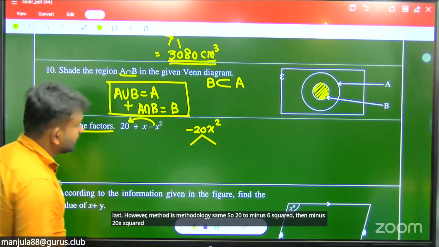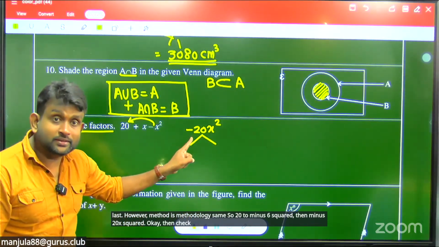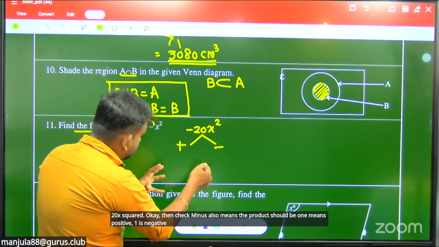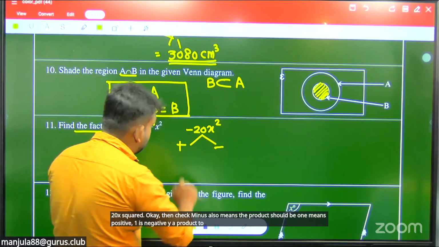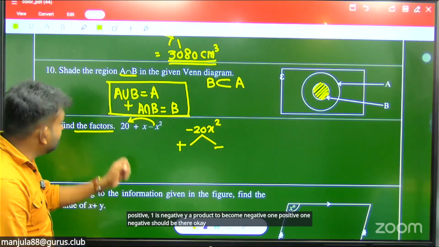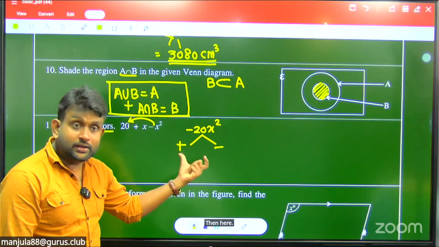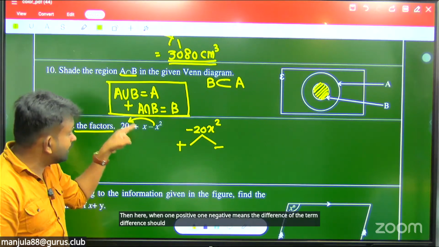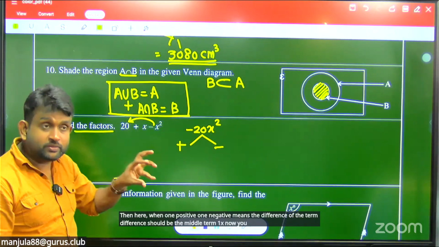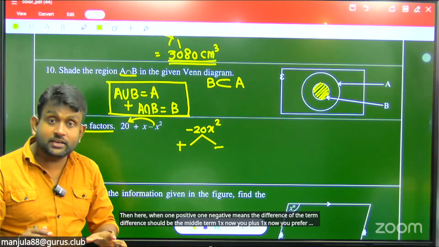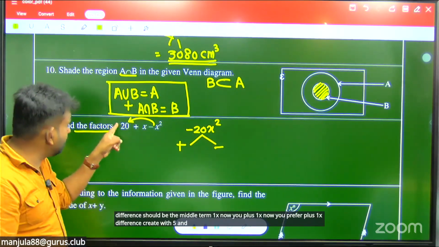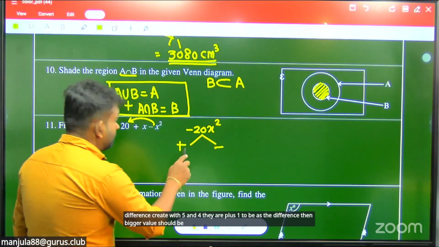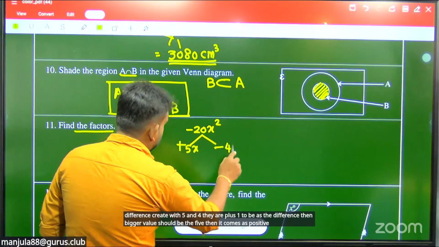Okay, then check: a negative answer means the product should have one positive and one negative. Why? For a product to become negative, one should be positive and one negative. Then, when one is positive and one negative, the difference of the terms should be the middle term, plus 1x. You prefer plus 1x as the difference created with 5 and 4. Then the bigger value should be the 5. Then it comes as positive 5x, negative 4x.